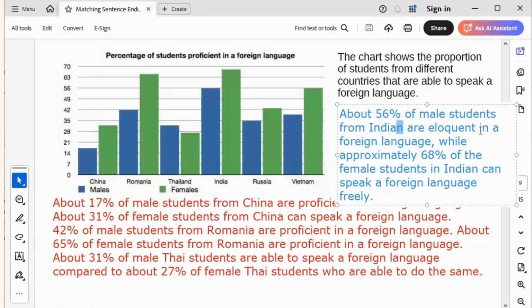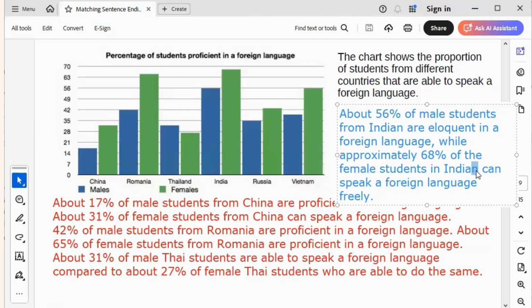are eloquent. I like that. Eloquent is a good paraphrase for what? Proficient. Very good one. Are eloquent in a foreign language, while approximately 68% of female students in India, can you see this person repeated the thing again? So that shows that this is what is in that person's head.